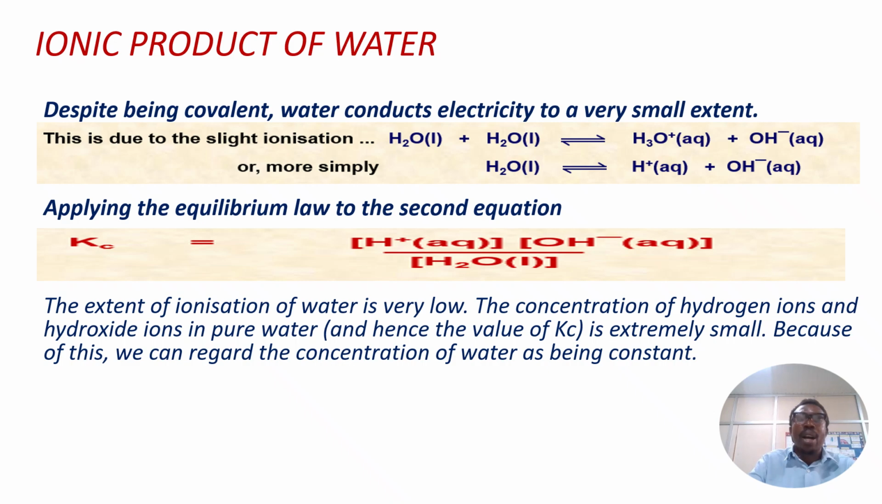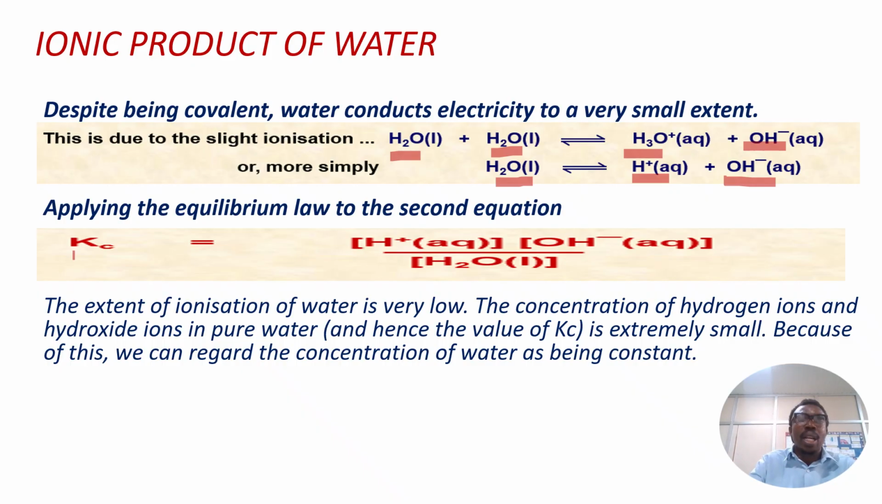So if you look at what we have here, you see that water acting as an acid reacts with a base to form what? Hydroxonium ion, also known as hydrogen ion, and hydroxide ion. So in a more simplified form, it dissociates to give you what? Hydrogen ion and what? Hydroxide ion.